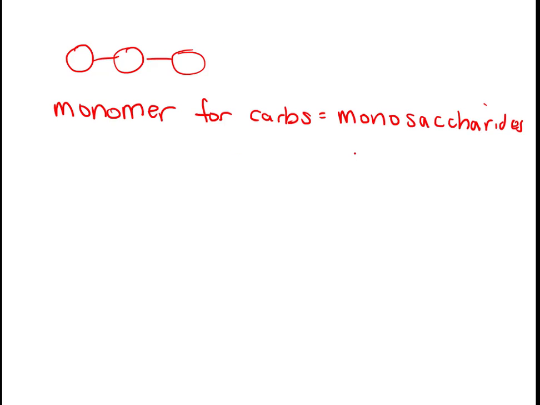Remember I said that all of these macromolecules require these small monomers that are going to get linked together? Well, the monomer that makes up carbs are called monosaccharides. Anytime you see mono, that means one, and saccharide means sugar. So one single sugar is the monomer that makes up carbohydrate. Now, some monosaccharides will never link with anything else. They'll just be by themselves.